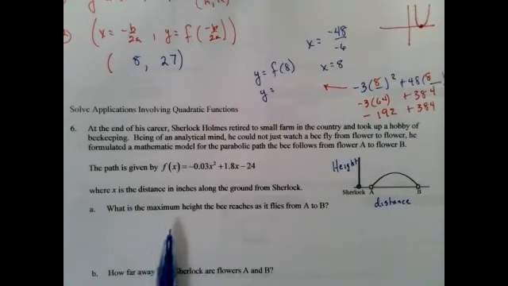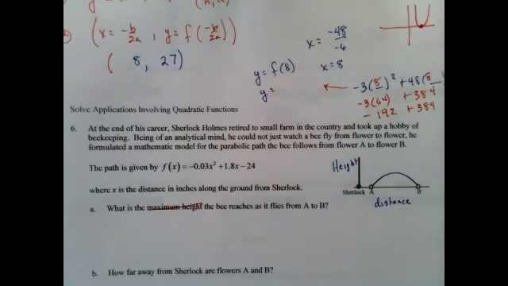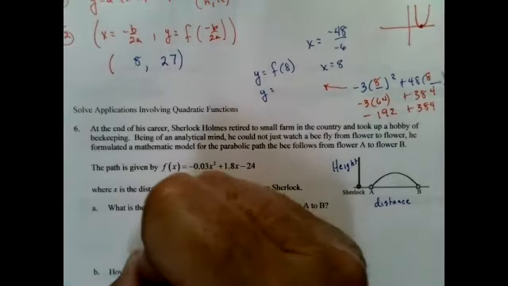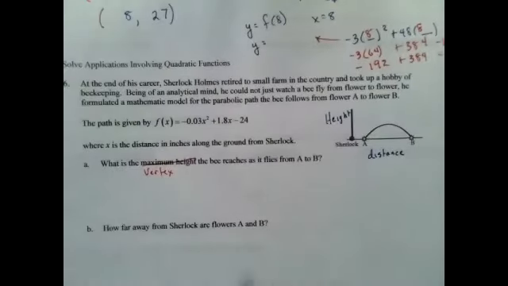So here's the question. What is the maximum height the bee reaches as it flies from A to B? I'm going to take out my magic wand and cross out maximum height and write what six-letter word? Vertex. Yep, the vertex, because that's what it's looking for. What is the vertex? Second thing it wants to know is how far, well, let's not do that. Let's just settle with the vertex.